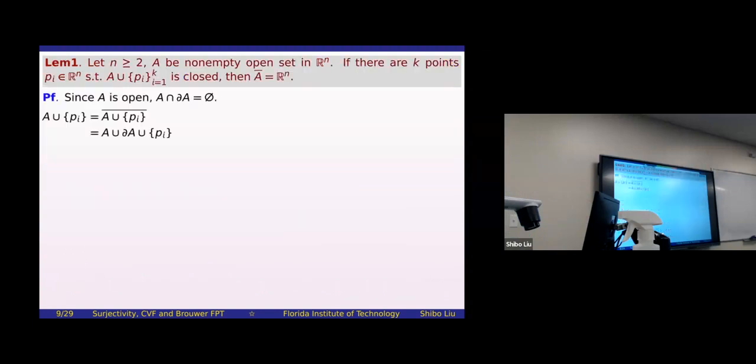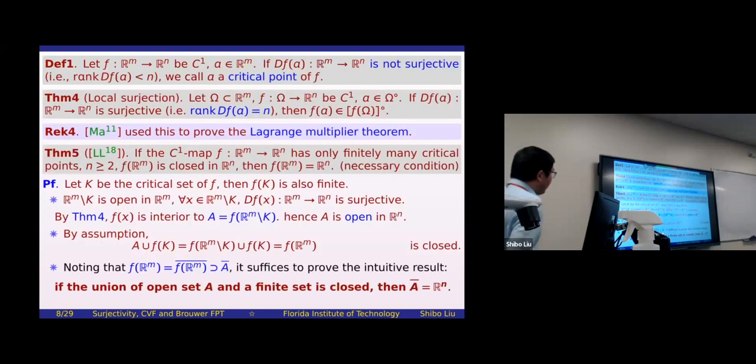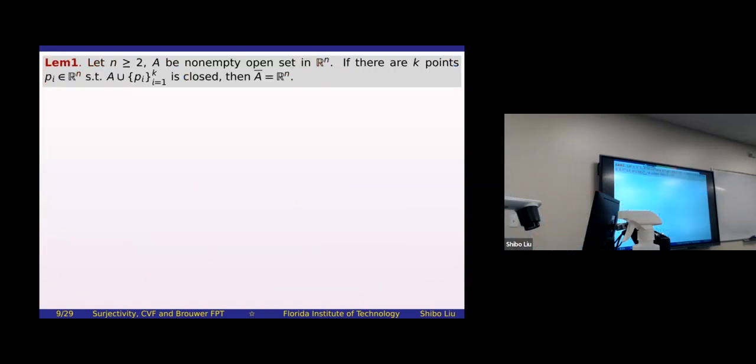This is the last lemma. So A is not empty, and if finitely many points added to A make it closed, then we claim that the closure of A is the whole Rn. Once this is true, because the closure of A is Rn, from this inclusion we know that f(Rn) equals Rn. Then the theorem is proved. Okay, so let's prove this lemma.